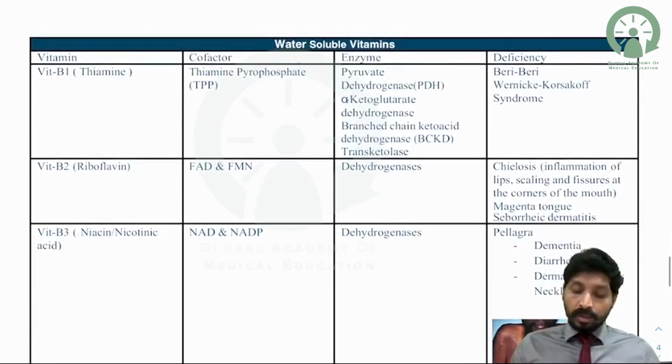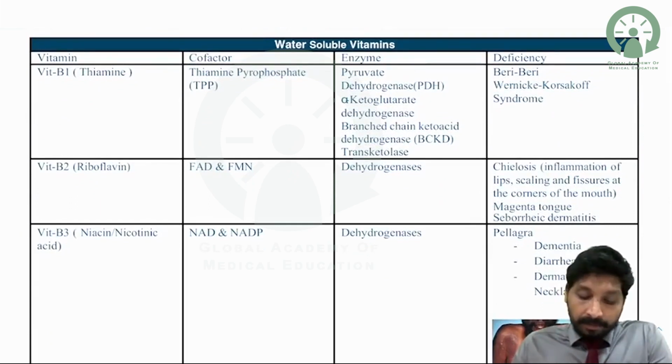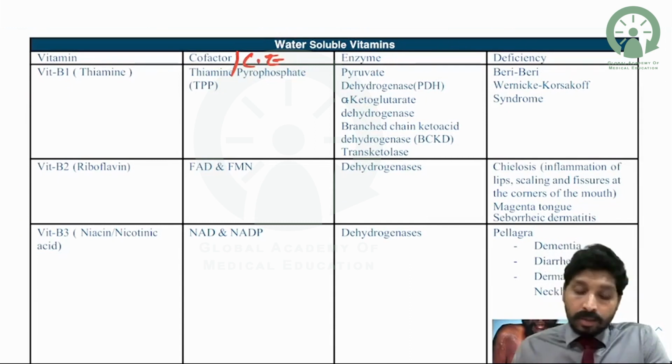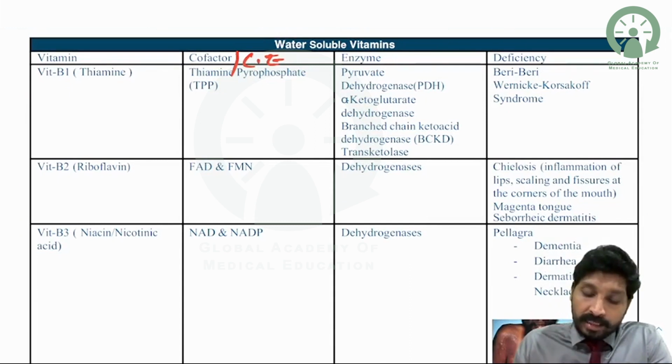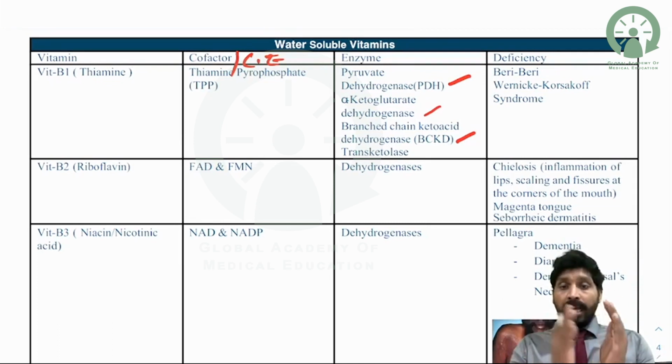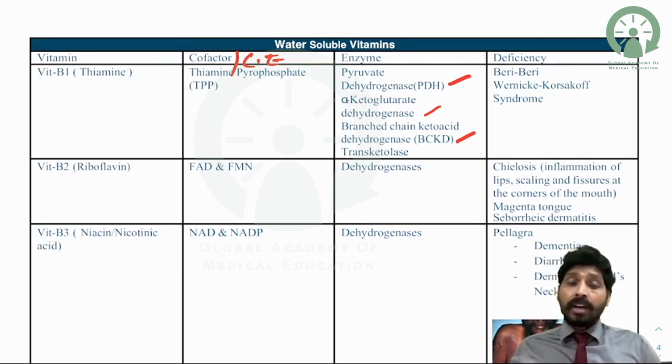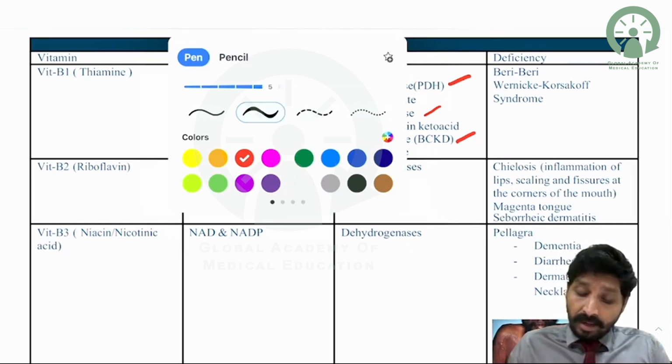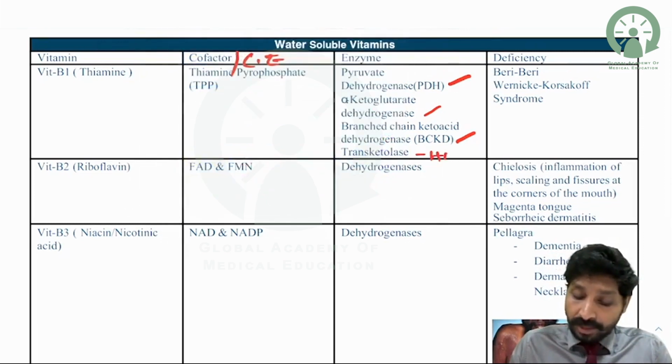And to talk about water soluble vitamins here, vitamin B1, its coenzyme form, not cofactor, is thiamine pyrophosphate, TPP in short. The enzymes dependent on thiamine pyrophosphate are pyruvate dehydrogenase, alpha ketoglutarate dehydrogenase, branched chain keto acid dehydrogenase. Pyruvate dehydrogenase is the connecting link between glycolysis and TCA cycle, alpha ketoglutarate dehydrogenase is an enzyme of TCA cycle, branched chain keto acid dehydrogenase is an enzyme of branched chain amino acid metabolism, whereas transketolase is the enzyme of HMP shunt.